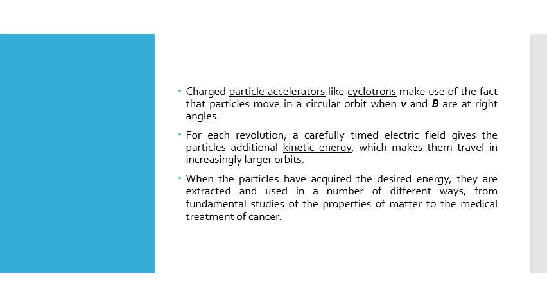The charged particle accelerator like the cyclotron makes use of the fact that particles move in circular orbit when v and B are at right angle. For each revolution, a carefully timed electric field gives particles additional kinetic energy, which means that they may travel in increasingly large orbits.